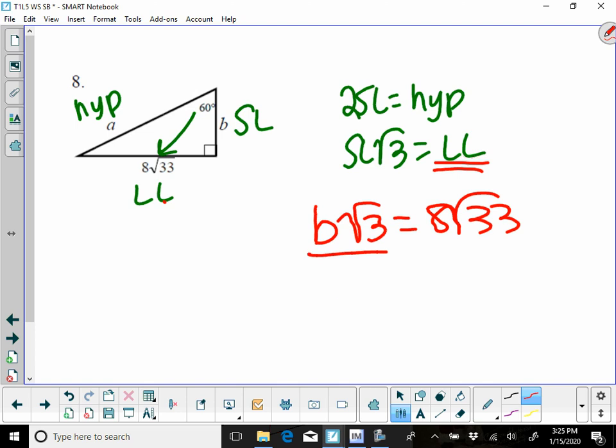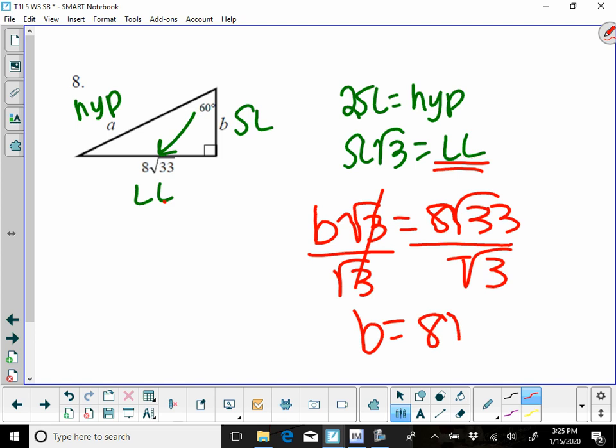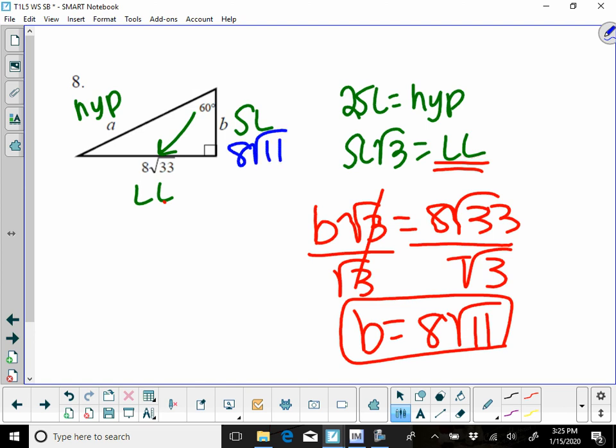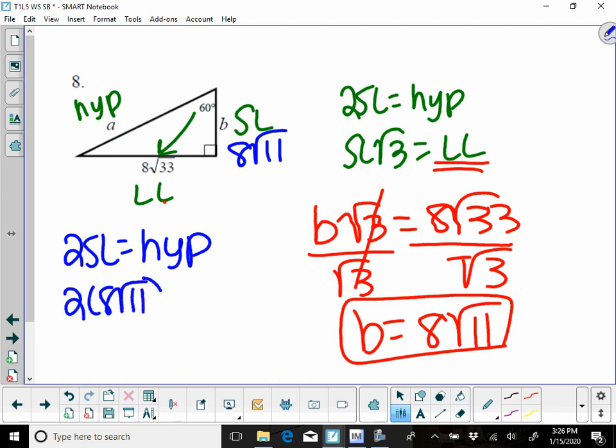So the short leg is b, times square root of 3, is equal to 8 square root of 33. So we're going to divide by the square root of 3. And again, since these are both in radicals, you can divide 33 by 3 and you get 11. So our short leg is 8 radical 11. And then twice the short leg is the hypotenuse. So 2 times 8 square root of 11 is going to equal a. So a equals 16 square root of 11.